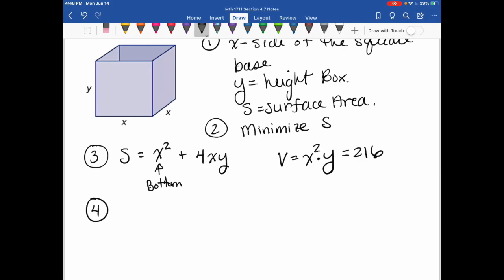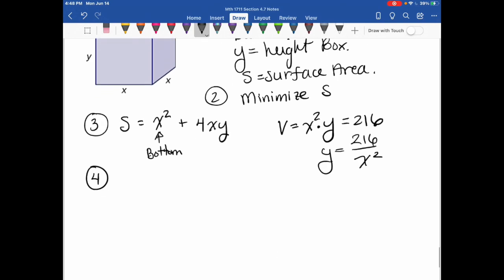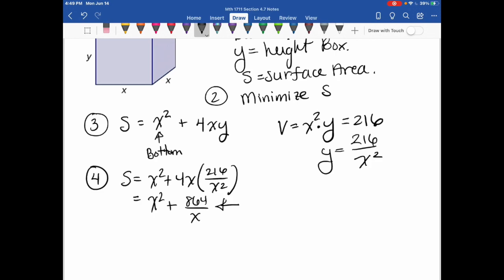So what I can do here is solve this for y, and then I can substitute it into our surface formula. So y would be, if we divide both sides by x squared, 216 over x squared. So I'm going to substitute that into our surface equation. I'm going to have S is equal to x squared plus 4x times 216 over x squared. And now we can simplify this, and x cancels on the top and the bottom. And then when I multiply 4 times 216, I get 864 over x. So here's the equation for the surface area, all in terms of x.